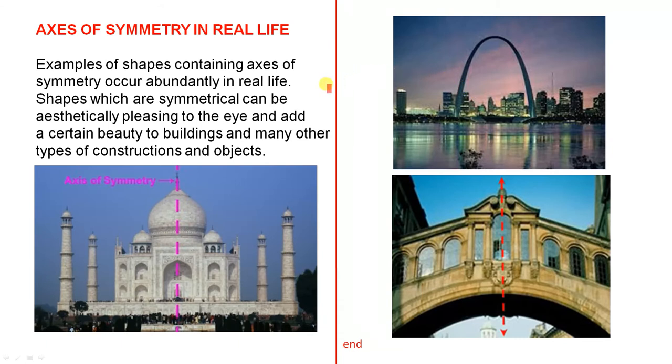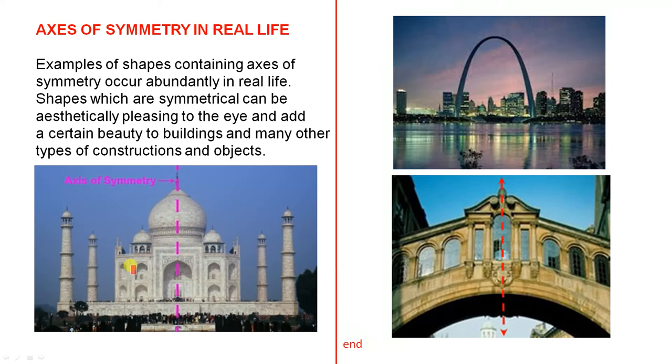Axes of symmetry in real life. Examples of shapes containing axes of symmetry occur abundantly in real life. Shapes which are symmetrical can be aesthetically pleasing to the eye and add a certain beauty to buildings and many other types of constructions and objects.